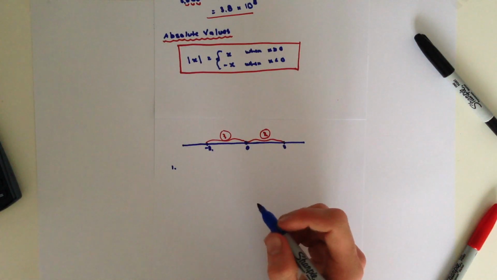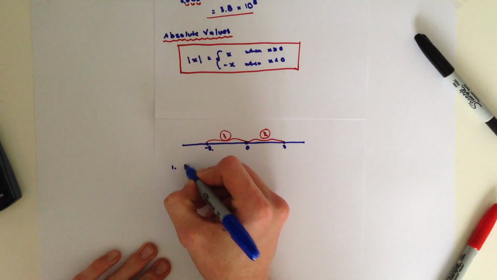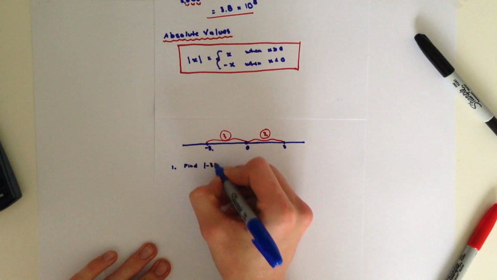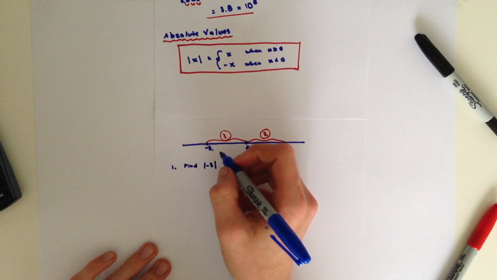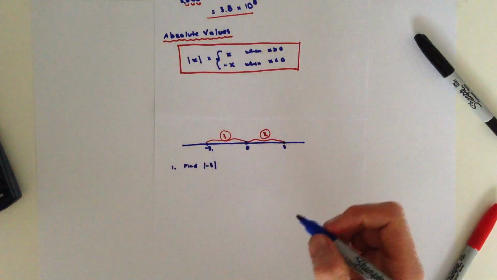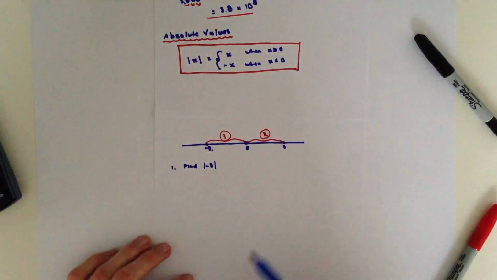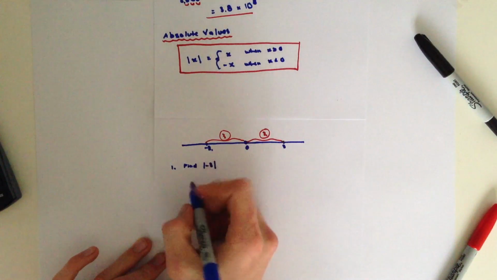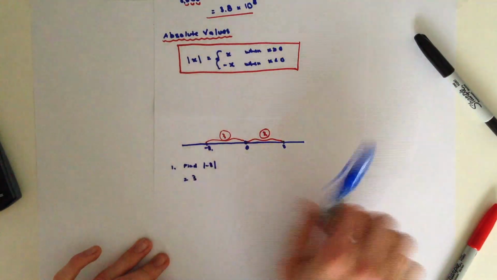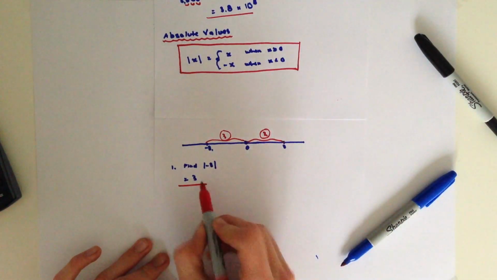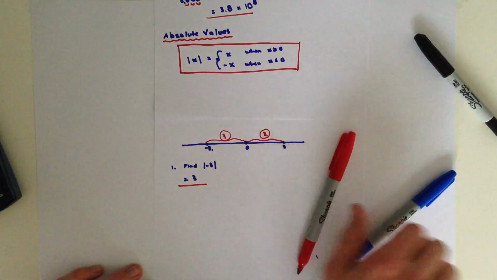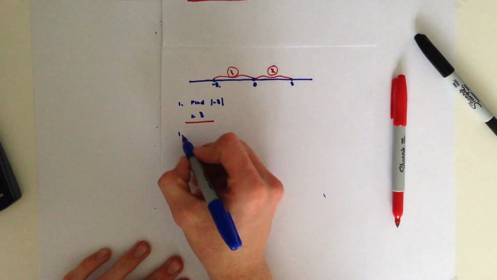The first example that we're going to do is find the absolute value of negative 3. We did it up here, really. It's 3 units away from the center, so it's just 3. Now, I'm going to do a harder one.